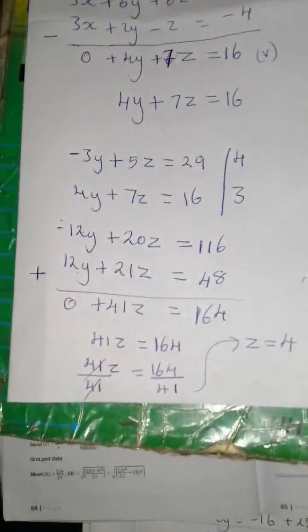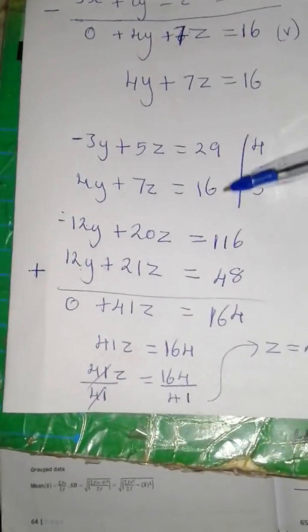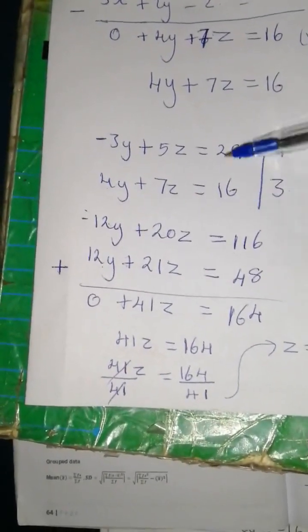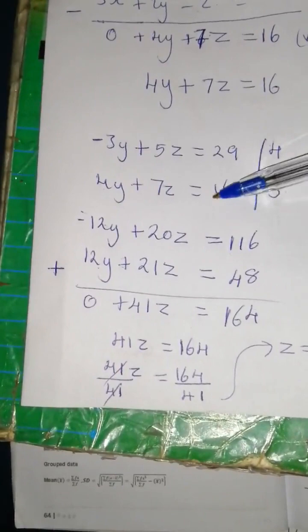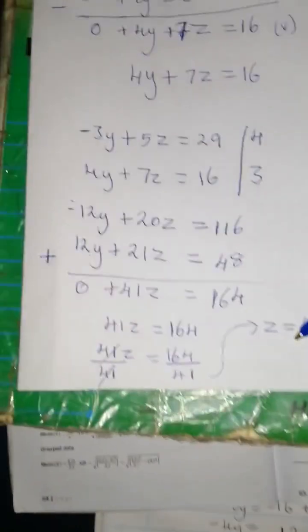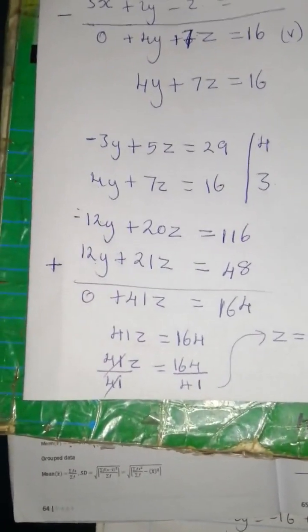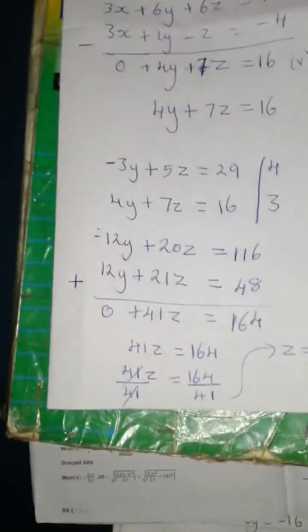For me to find the value of y, I'm going to get any of the two equations. Okay, I can get this equation or this one. Then substitute z with 4. So let me get 4y plus 7z equals 16.